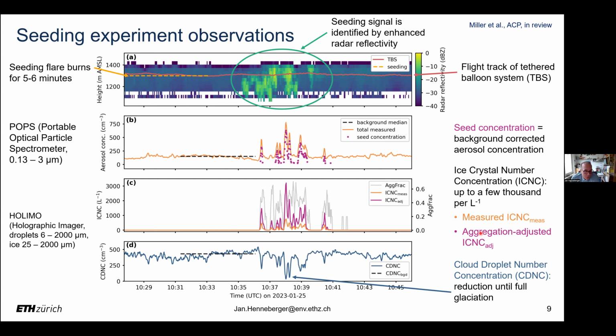And also droplets, where we see the Wegener-Bergeron-Findeisen process really active. During this high ice crystal concentration, we also had a strong reduction of cloud droplet number concentration, sometimes until full glaciation.